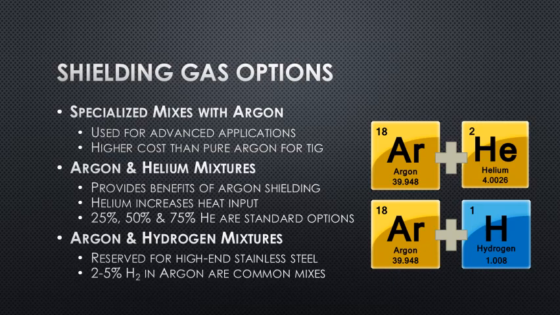Argon and hydrogen mixtures are also commonly used, but they're reserved for high-end stainless steel applications and usually use about 2 to 5% hydrogen and argon, which is a common mix because hydrogen is a reducing agent and helps to actually clean the material and gives you really good as-welded properties. And in applications like high-purity stainless steel welding for food-grade and pharmaceutical applications, that hydrogen does two things: improves weld cleanliness, and it also increases travel speed for higher productivity.